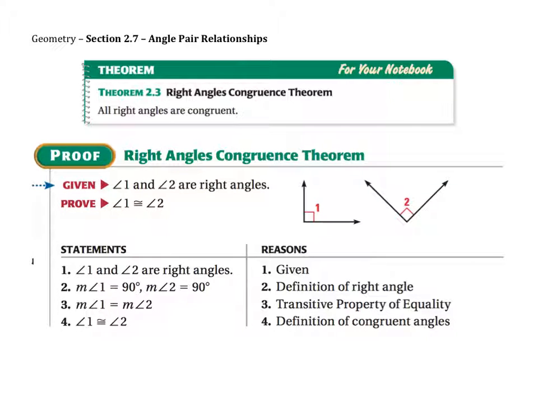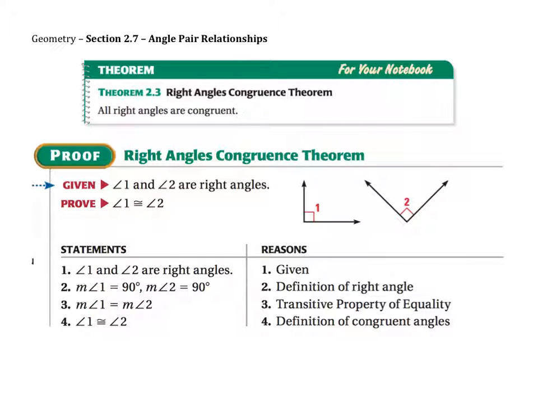If you look at this proof, first they state that angle 1 and angle 2 are right angles because that was given. Then, using the definition of a right angle, which is equal to 90 degrees, because we know that angle 1 and angle 2 are right angles from the first step, we know that angle 1 is equal to 90 degrees and angle 2 is equal to 90 degrees. That's from the definition of a right angle. Next, if you notice, we have two angles equal to the same number. So the 90 degrees links angle 1 and angle 2 together, so that would be the transitive property.